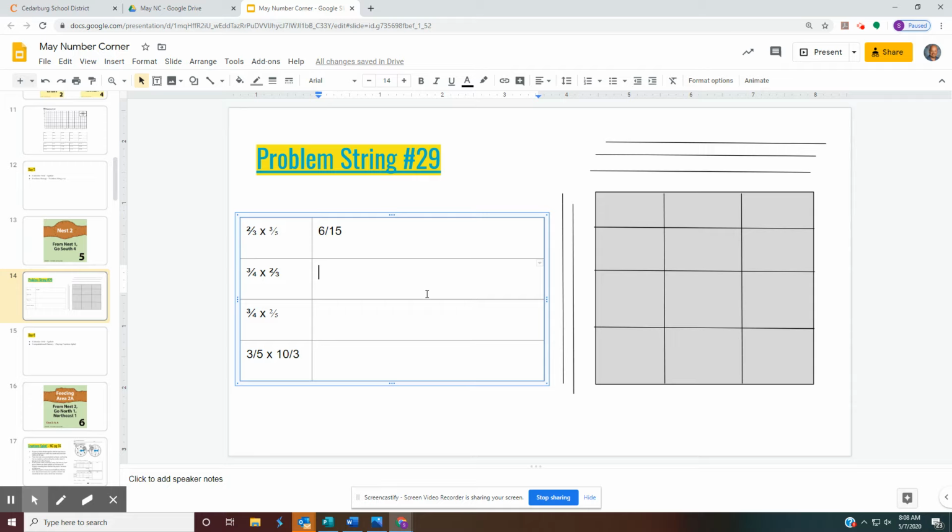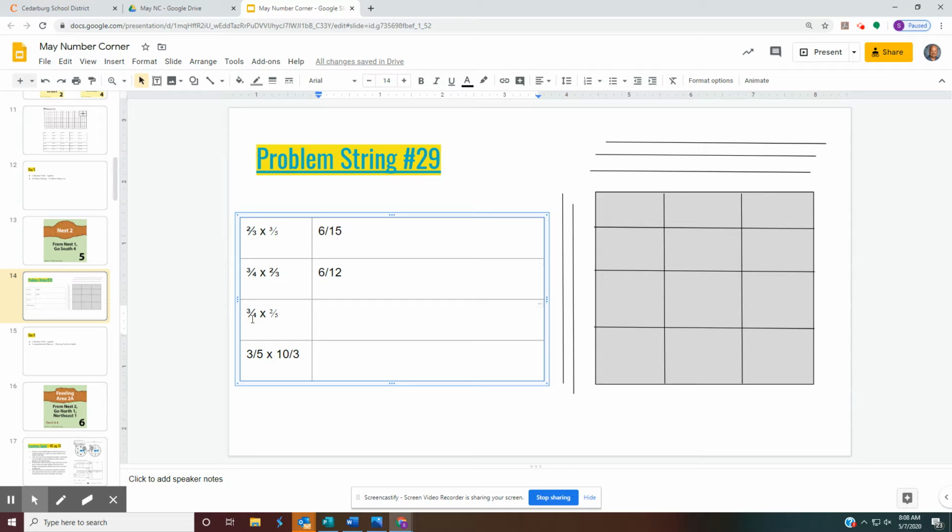Did you say 6? Yes, it does overlap 6 spaces. But we don't have 15 like we had in the problem above. How many spaces did you see that we had total here? 12, correct. So actually 1/2, right? Because we have 6 here and we have 6 here. Cool. All right, next problem.